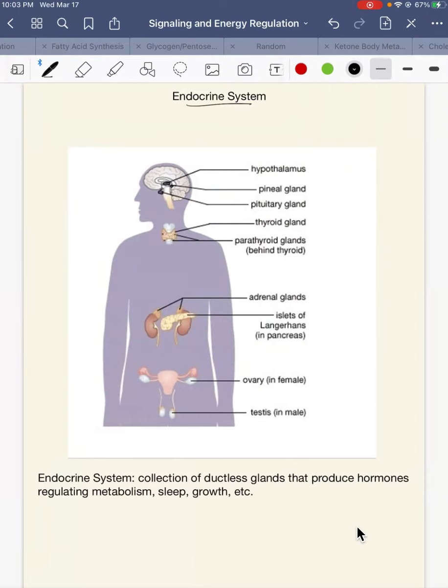The endocrine system is a collection of ductless glands that produce hormones to regulate metabolism, sleep, growth hormones. I'm sure you've learned about this already. Hypothalamus, pineal gland. This is where melatonin is made. Pituitary gland. I'm sure you've heard of anterior and posterior pituitary gland, thyroid gland, parathyroid glands, adrenal glands. Islets of the Langerhans in the pancreas. This is where you get your insulin and glucagon. You'll have your alpha cells and B cells, and then, of course, ovaries and the testes. So I'm sure you've somewhat seen this before. We're mainly going to focus on the pancreas in the slide because we're talking about insulin and glucagon.